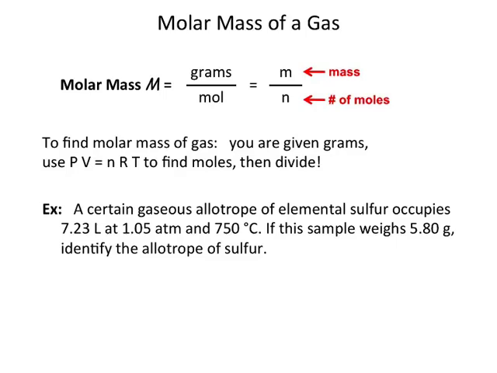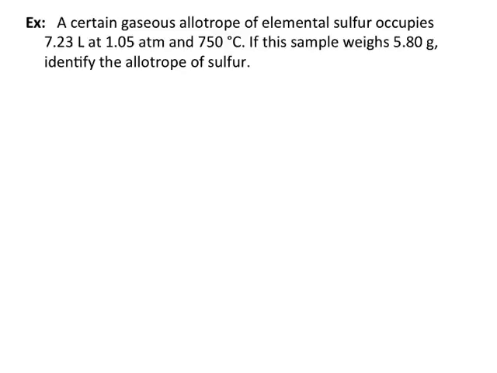And so here we have an example of doing this. Let me scoot this up. So if you have some gaseous allotrope of sulfur, sulfur can exist as a number of different allotropes or forms of just the element. And so we don't know which one it is here, although we do know that it occupies 7.23 liters at 1.05 atmospheres and 750 Celsius. And then you're given the mass of this. So then what's the allotrope of sulfur?